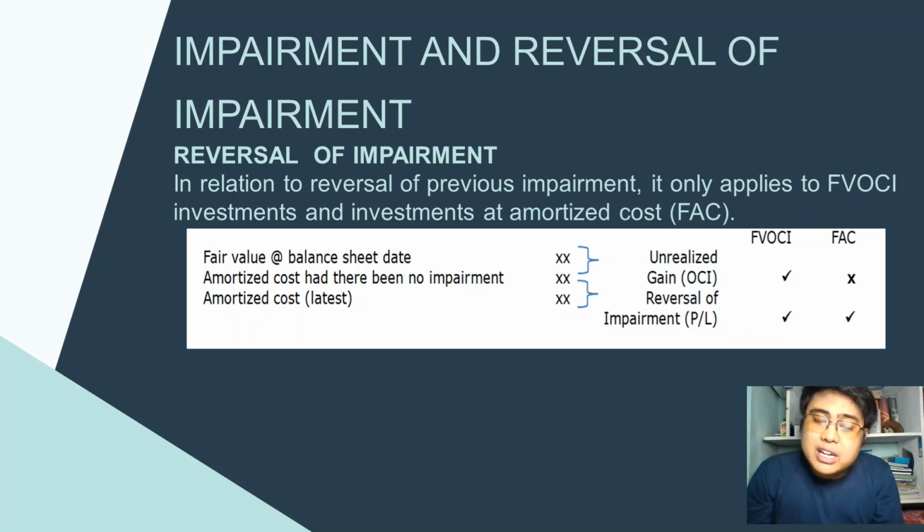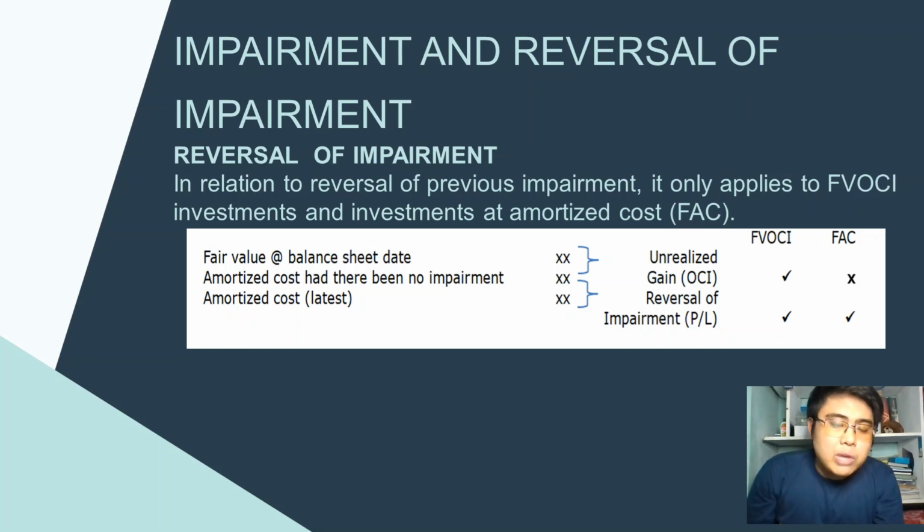And if ever na mas mataas nga ang fair value at balance sheet date sa limit, yung difference ng fair value at balance sheet date sa limit is your unrealized gain na ipepresent sa OCI, and obviously mag-a-apply lang yan sa FVOCI investment. This will not apply to investment at amortized cost. That is common sense kasi walang unrealized gain ang investment at amortized cost. Okay, so again, yung tatlong yan pagdating sa reversal, individually kino-compute.